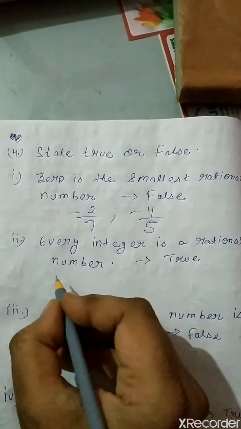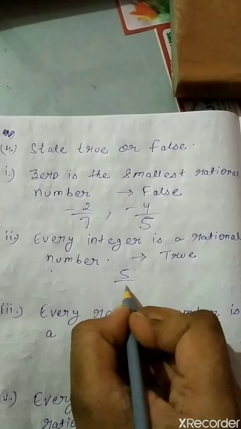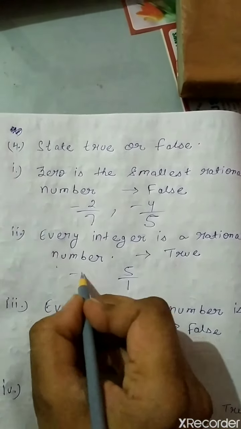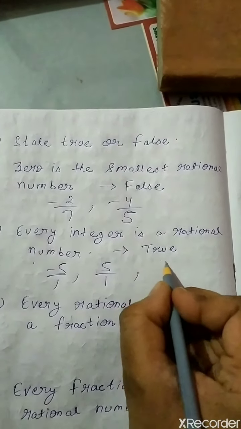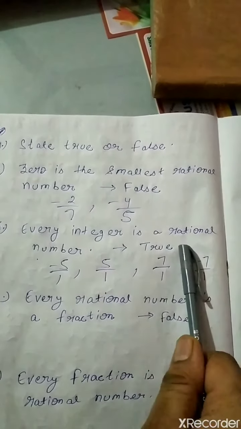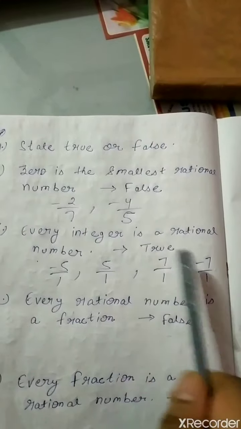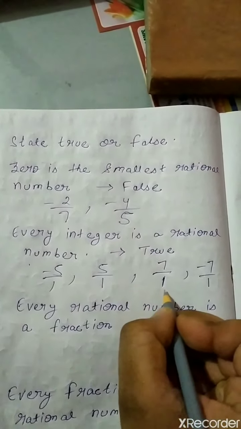It is true only because you see it is a positive integer or negative integer. 5 by 1 is also a rational number. Minus 5 by 1 is also a rational number. Same way you can write that 7 by 1 is a rational number. Minus 7 by 1 is also a rational number. So every integer, negative or positive, is a rational number because the denominator of all the integers is 1.